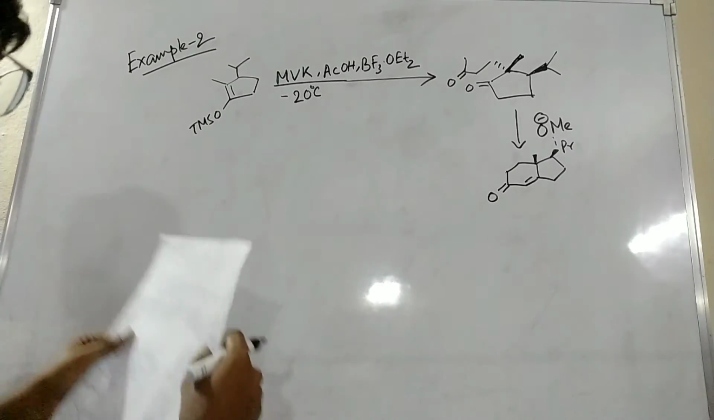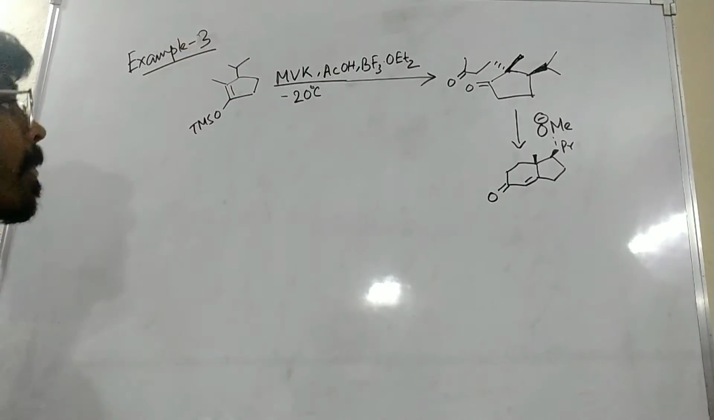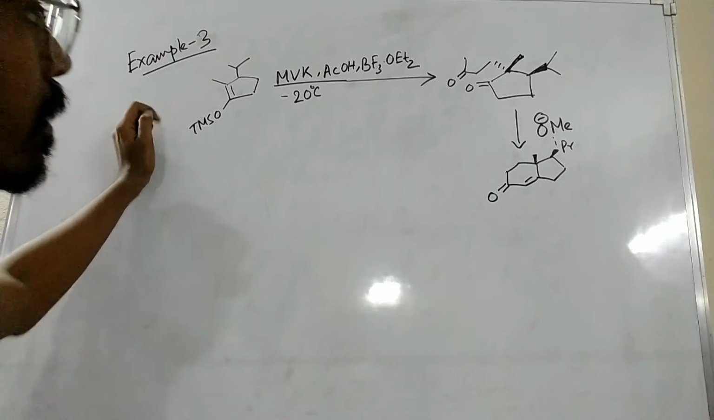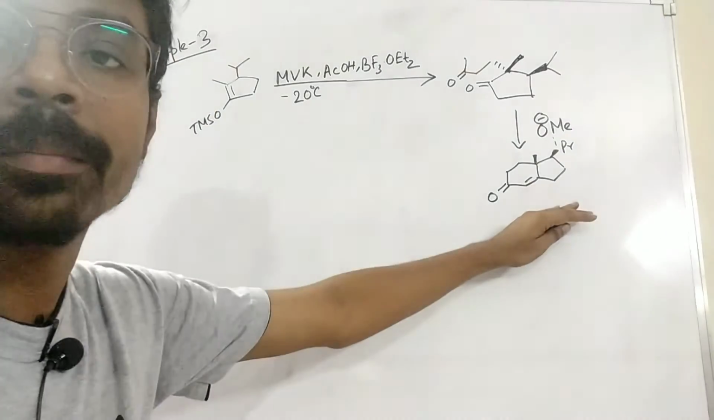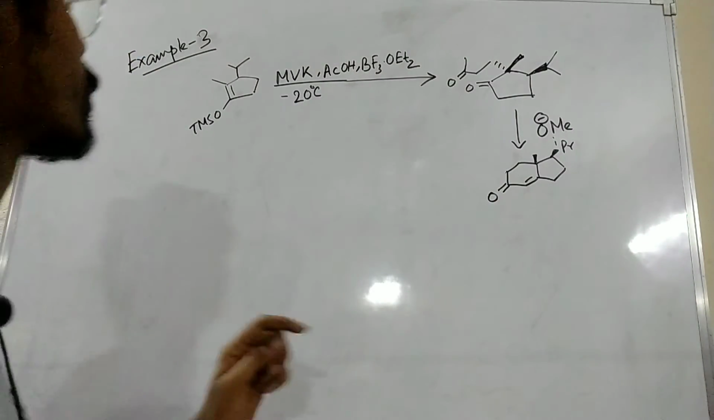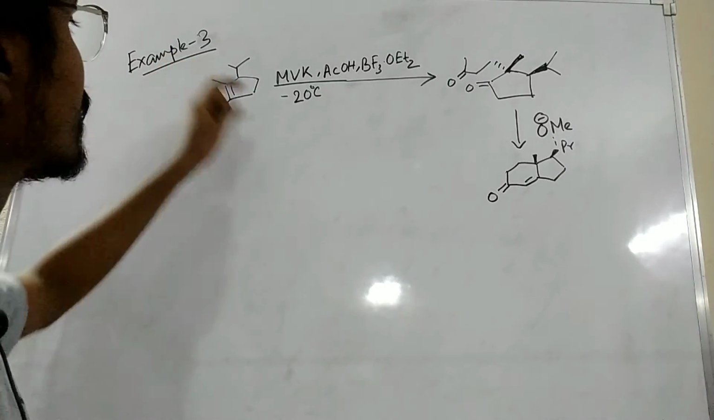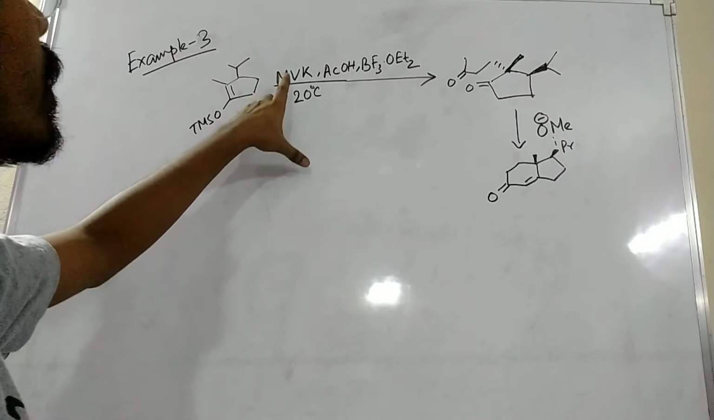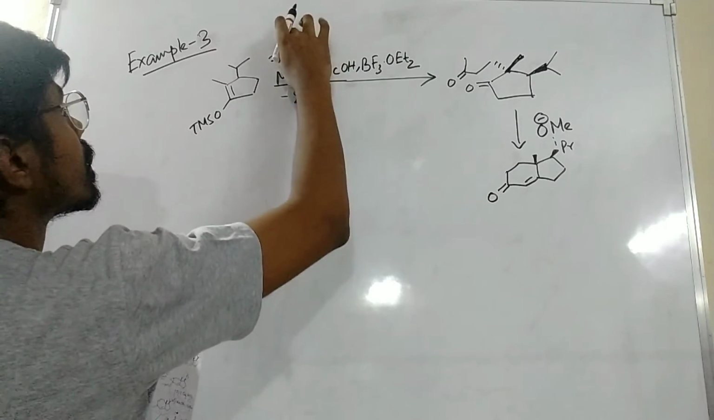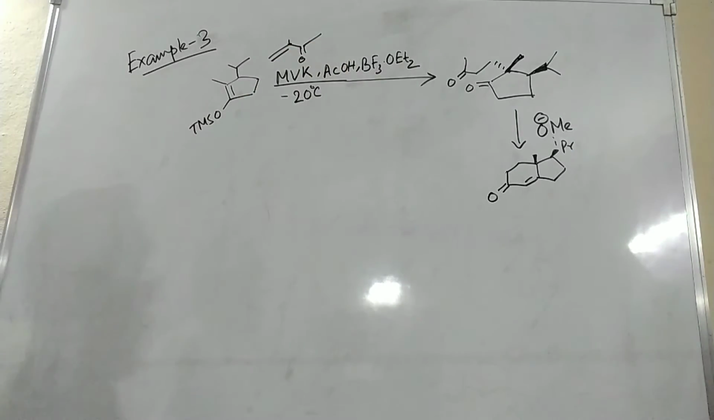Now we are going to discuss our third example of Robinson annulation. We can call it homo-Robinson annulation. This is not our final compound. I am going to make our final compound after some steps. First I am going to discuss these two steps, then I am going to complete the total reaction. So here you can see this is our substrate. We are going to treat it with methyl vinyl ketone. Which is methyl vinyl ketone? Let me make the structure for you. This is methyl vinyl ketone.